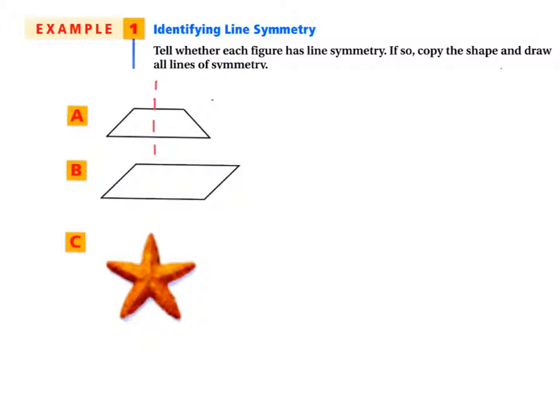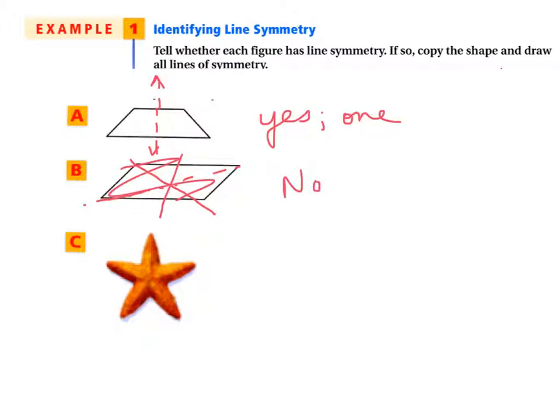The answer is yes, and that's a really bad example, so let me erase that. So if you draw a line of symmetry, we would say yes, this has line symmetry. Now, how many lines of symmetry does this have? It would have 1. The next example, you could try to cut it if you wanted to. Try to cut it again, try to cut it. It doesn't work. So we have no line of symmetry.